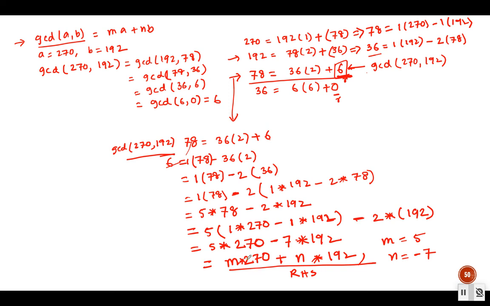That's how I can find the values of m and n. So the GCD of 270 and 192 can be represented as 270m plus 192n, where m equals 5 and n equals minus 7. You can verify that: 5 times 270 plus minus 7 times 192 should give you the value 6, and that's how you will know you are on the right track. All right, we'll be back in our next video.